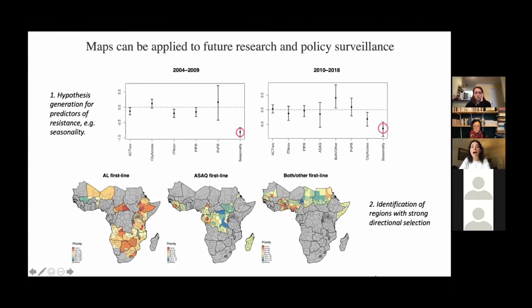And finally, in another application of these maps, we can use the results of our models to strengthen local and regional surveillance. If we subset our results by national first-line drug policy, we can identify regions with strong selection of markers over time, specifically the markers that are associated with resistance against that particular first-line drug regimen. And these areas are shown in red and orange, and we think that they may be considered of high priority for future surveillance efforts and local decision-making when altering partner drugs.